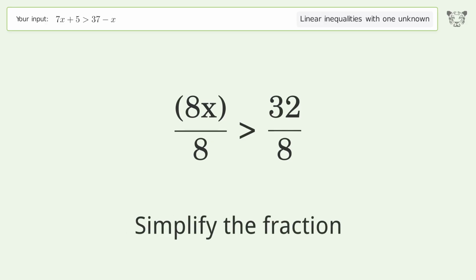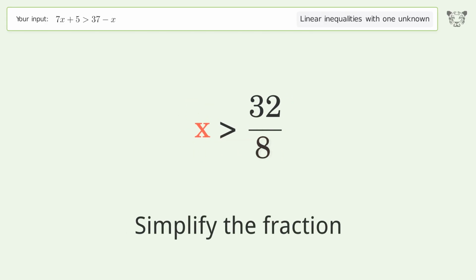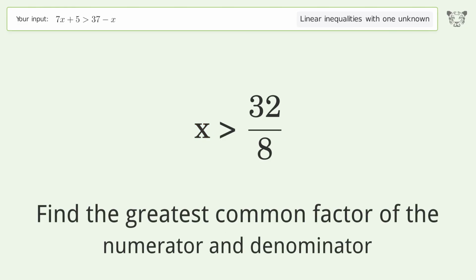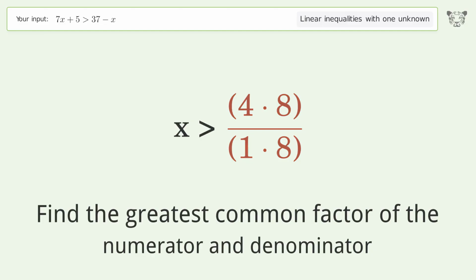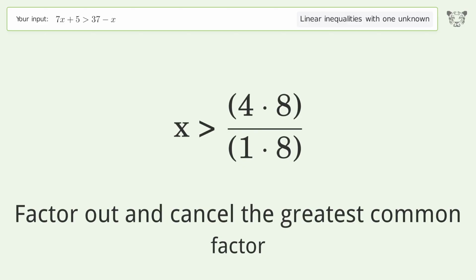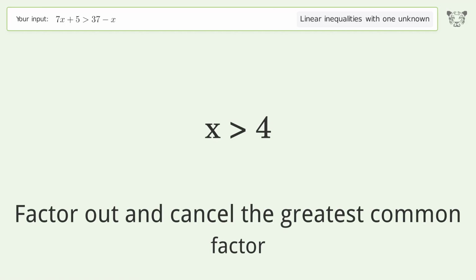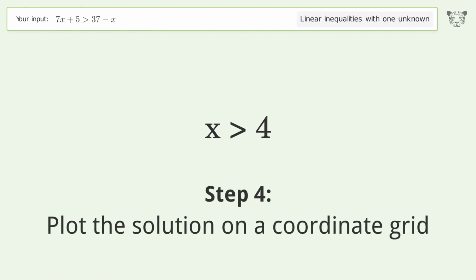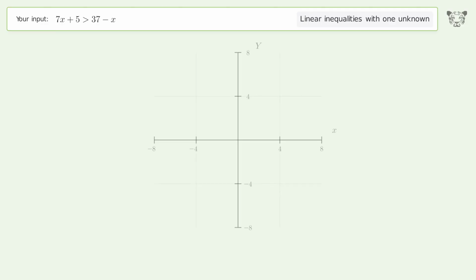Simplify the fraction. Find the greatest common factor of the numerator and denominator. Factor out and cancel the greatest common factor. Plot the solution on a coordinate grid. And so the final result is x greater than 4.